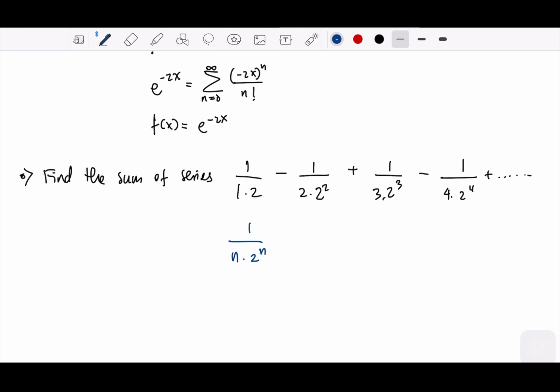But then we observe that it has alternating signs: positive, negative, positive. So this should have a negative 1 because we start from n equal 1. So this will be n minus 1 to make it positive in the first term. And then we can write the sum as half to the power of n over n.